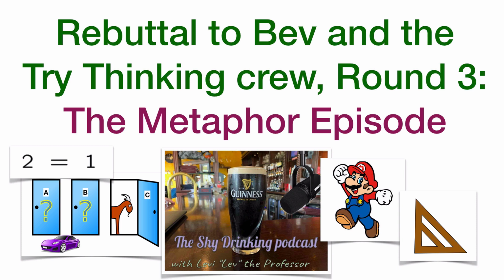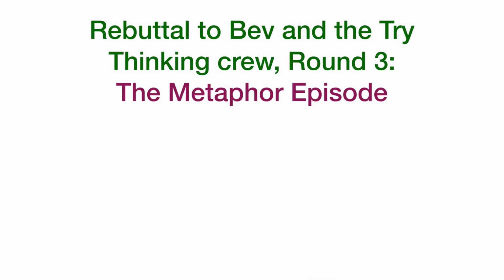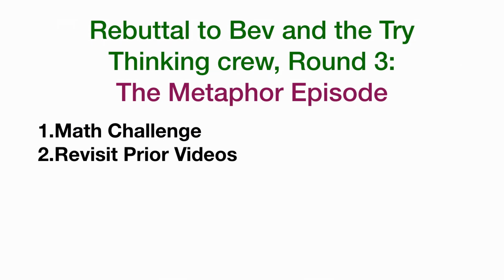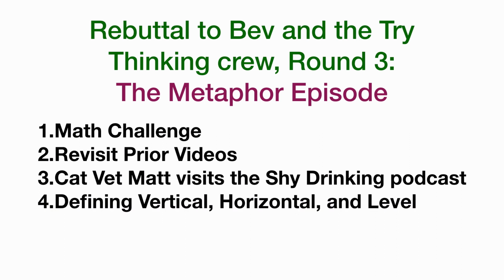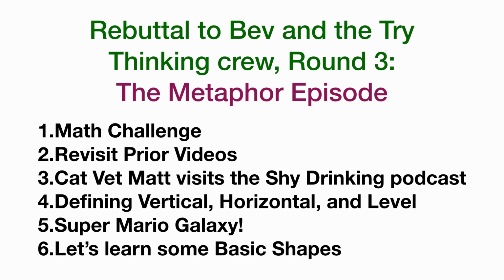Rebuttal to Bev and the Try Thinking crew, Round 3, the Metaphor episode. Here's what we'll cover in this video. Math challenge. No Globers allowed, sorry. Revisit prior videos, specifically the math puzzles. Cat Vet Matt visits the Shy Drinking podcast. Hilarity ensues. Defining vertical, horizontal, and level in the real world. Super Mario Galaxy and how it relates to vertical, horizontal, and level. And let's learn some basic shapes.